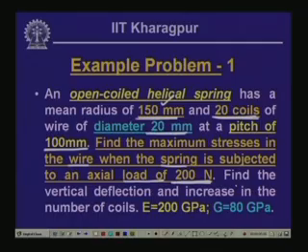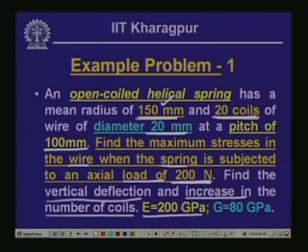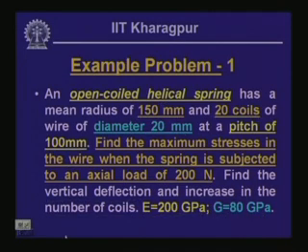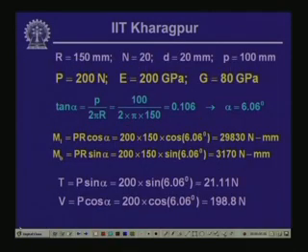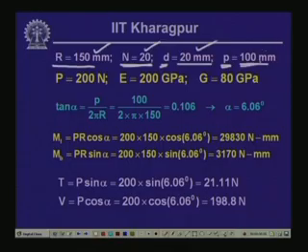Also, you will have to find the vertical deflection and increase in the number of coils. The value of E is given as 200 gigapascal and value of G, the shear modulus, as 80 gigapascal. Now, let us look into what the values given are and how we compute the rest of the stresses. The values given are capital R as 150 millimeter, number of coils N is 20, the D, the diameter of the wire, is 20 millimeter and the pitch of the helix is 100 millimeter.